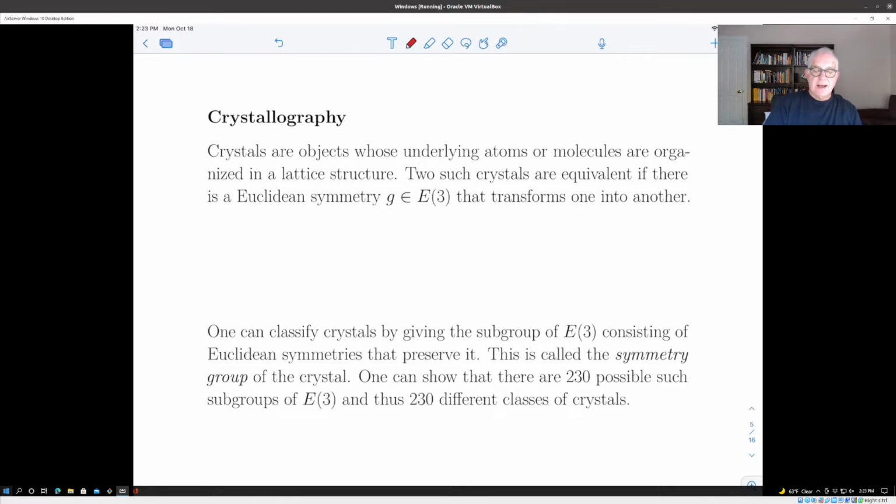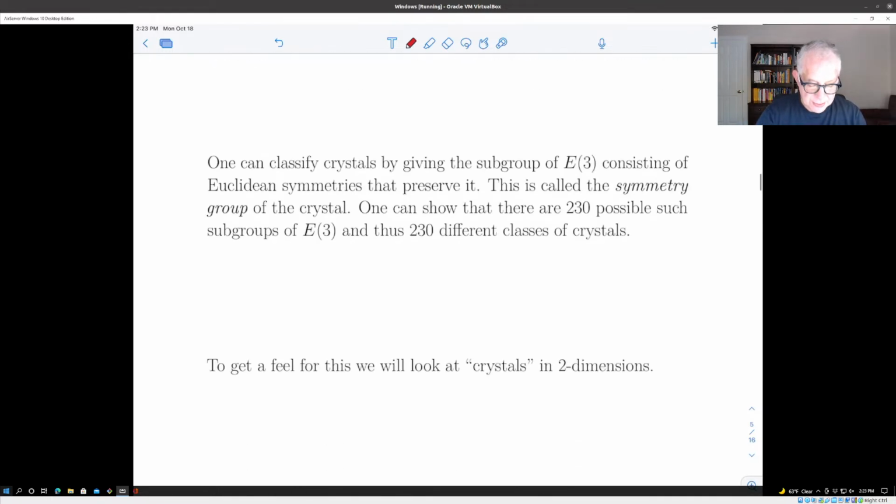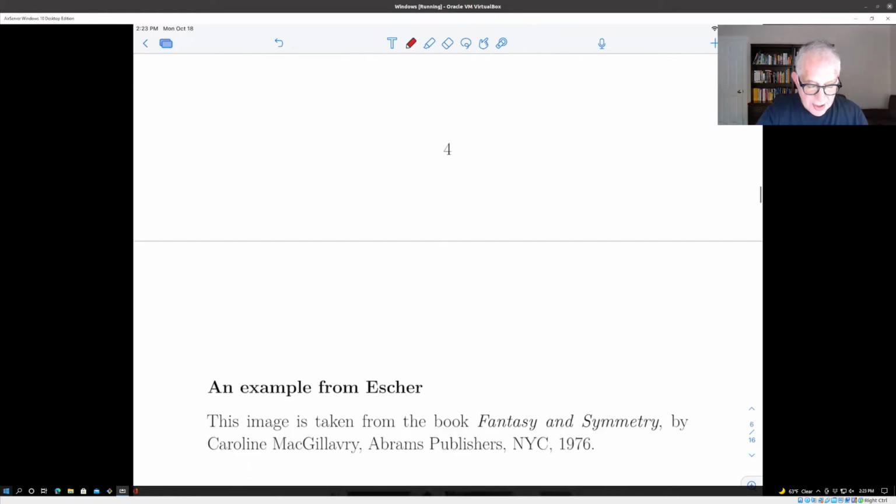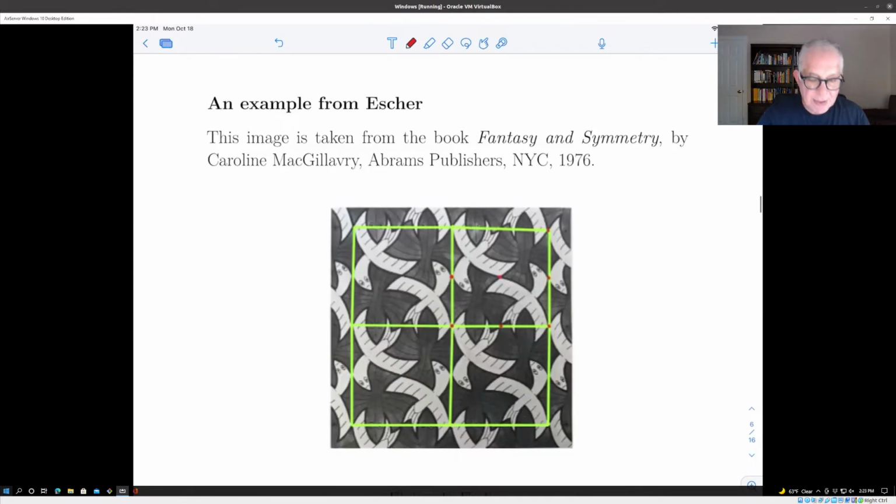And there are 230 different possible subgroups of E3 which carry a lattice into another lattice, and those are the 230 different types of crystals. But those are very complicated, and we're not going to look at those. Instead, we're going to look at crystals in two dimensions. These are sometimes called plane groups or wallpaper groups, and it's probably best to start out by looking at an example to see what I mean by a wallpaper group.